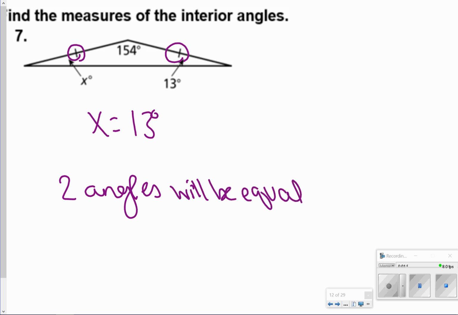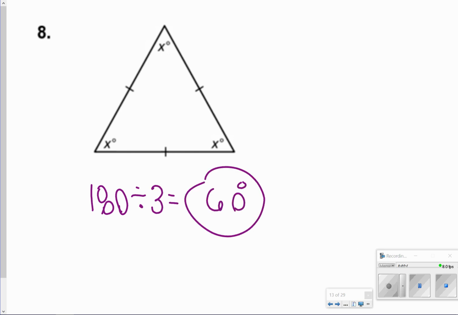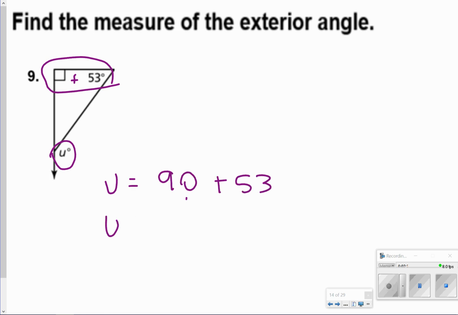Okay. Number 8, you're just figuring out that all three sides are the same. So that's basically taking 180 degrees and dividing them evenly into 3 parts. That's going to give you 60 degrees for angle x. For number 9, you have to remember that the exterior angle of a triangle is equal to the two non-adjacent angles added together. So u is equal to 90 plus 53, which means if you just combine these like terms, 90 plus 53 is 143 degrees.